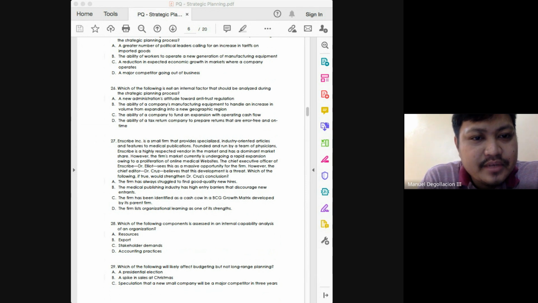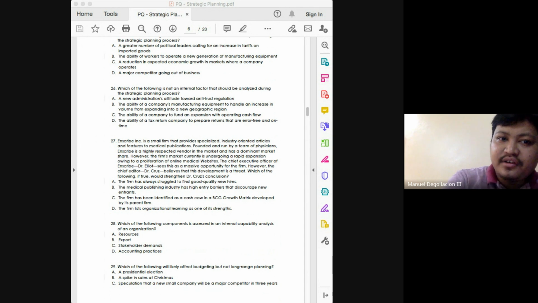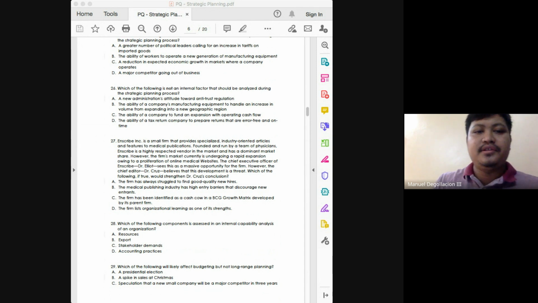Okay, the ability of the company's manufacturing equipment, so that deals with our physical assets. The ability of the company to fund an expansion, still dealing with our financial resources. The ability of the tax return company to prepare returns that are error free. Okay, still related to the company's operations, so internal.